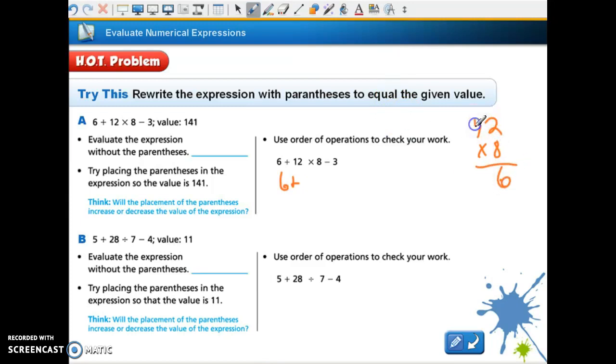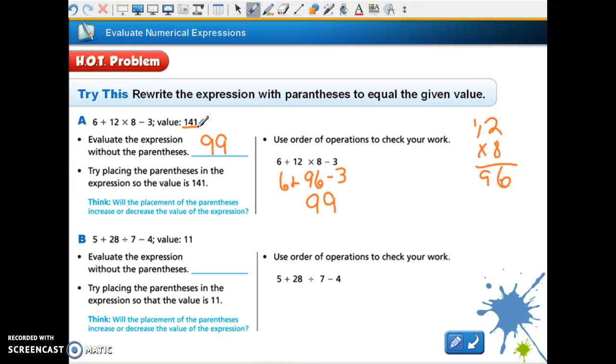2 times 8 is 16, 8 times 1 is 8, plus 1 more is 96, minus 3. And then we're going to add and subtract across. So 6 plus 96 is 102, minus 3 is 99. So without the parentheses, it's 99. That's not 141. So now it says try placing the parentheses to increase or decrease the value of your expression.